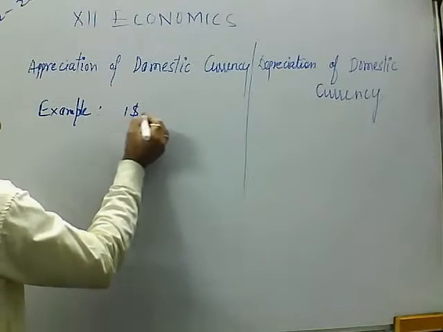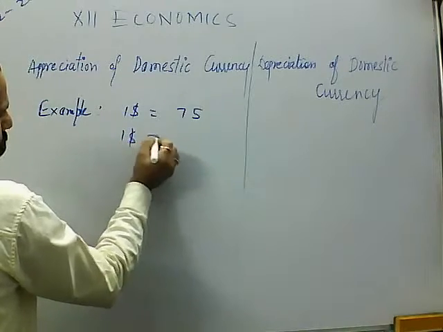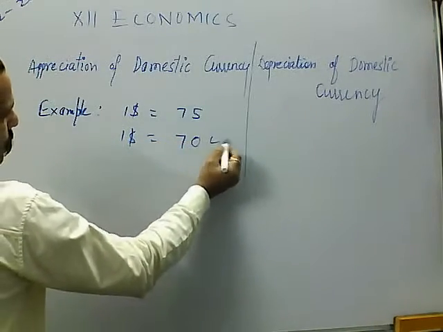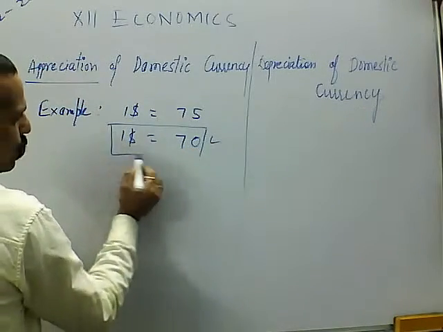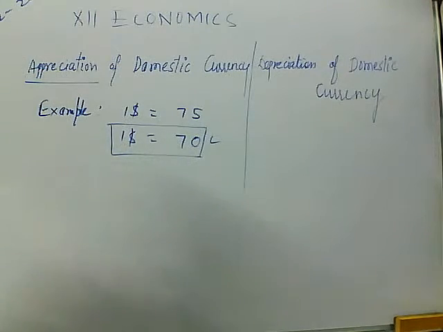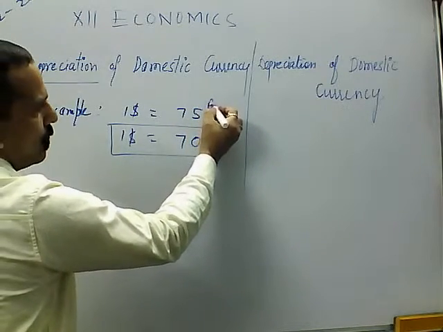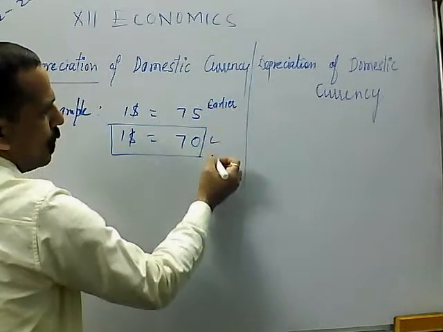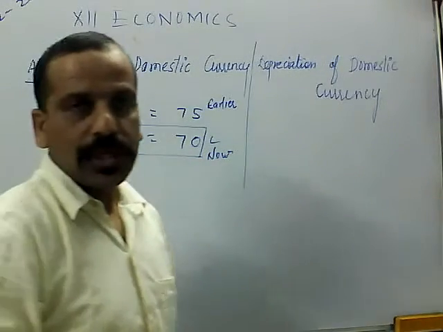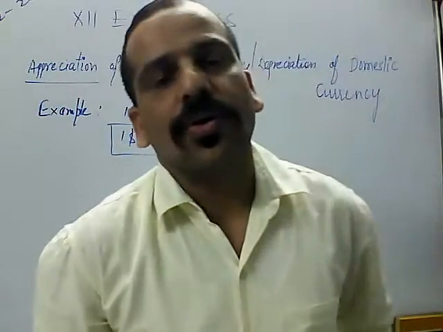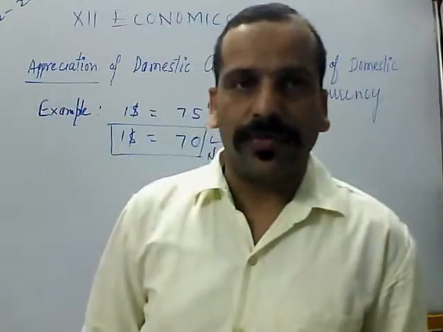So $1, let's say earlier it was equal to 75 rupees. Now $1 is equal to 70 rupees. This is called appreciation of the domestic currency. Now how much are you paying? 70 rupees to get the same dollar. So now you are paying less. Earlier 75, and now you are paying 70 rupees. So there is a 5 rupee discount, or we can say 5 rupees in your favor.